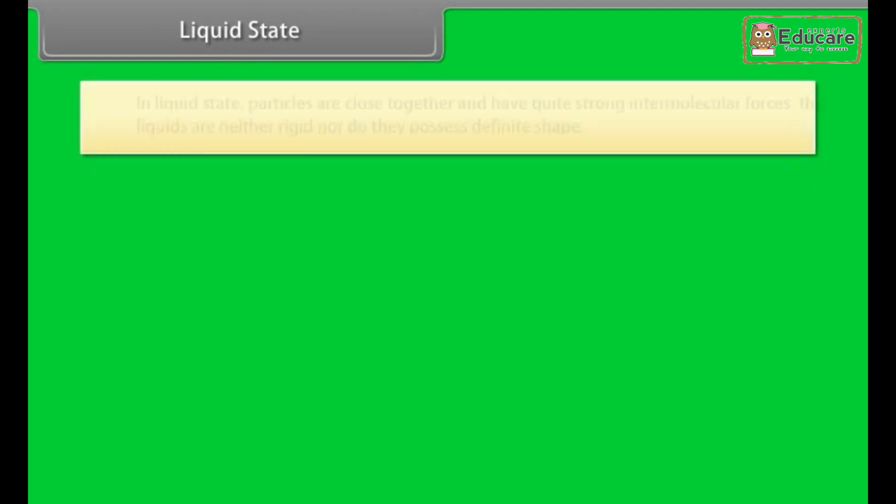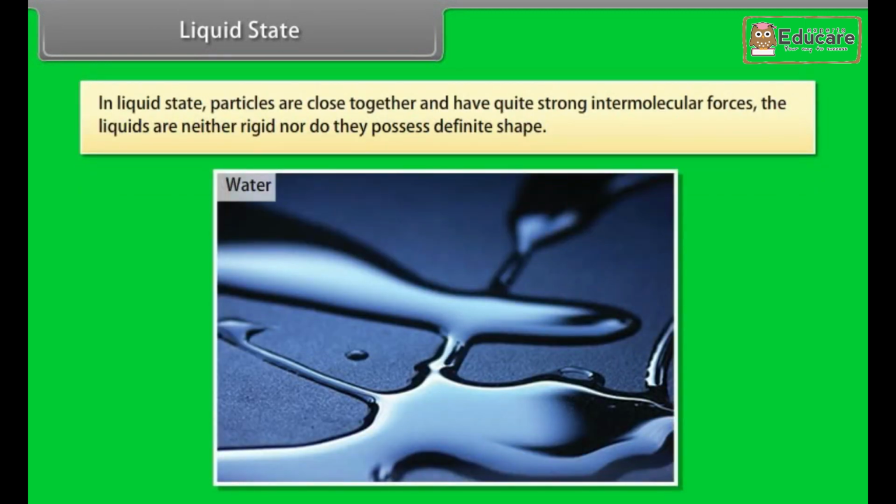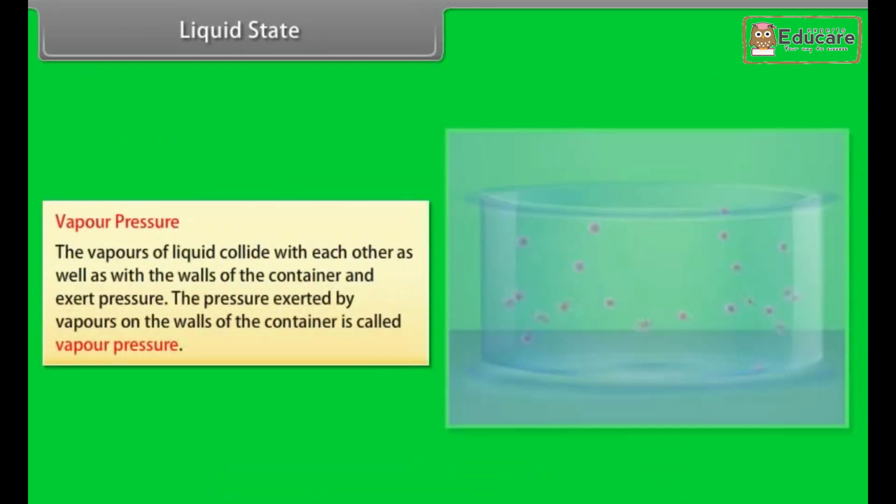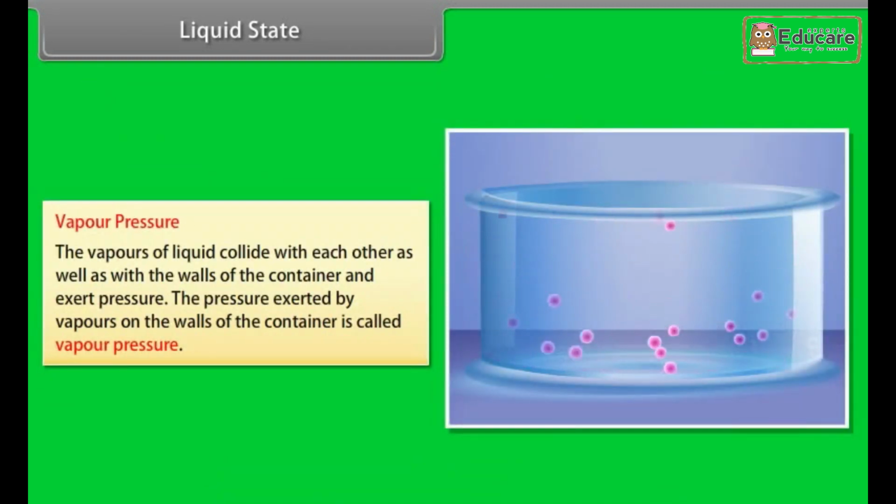Liquid state. In liquid state, particles are close together and have quite strong intermolecular forces. The liquids are neither rigid nor do they possess definite shape. Vapor pressure. The vapors of liquid collide with each other as well as with the walls of the container and exert pressure. The pressure exerted by vapors on the wall of the container is called vapor pressure.